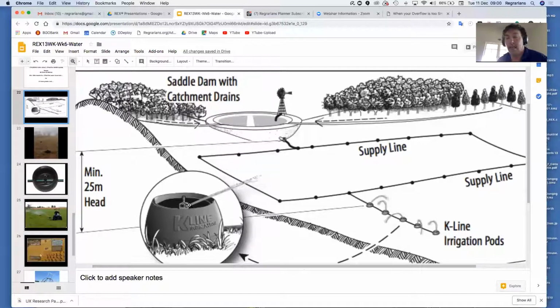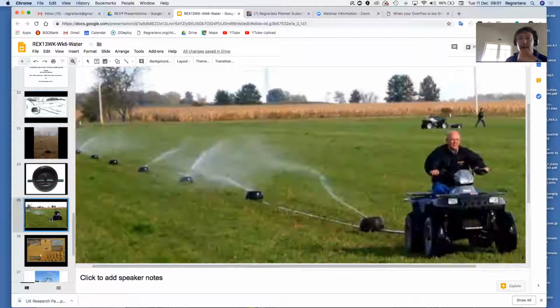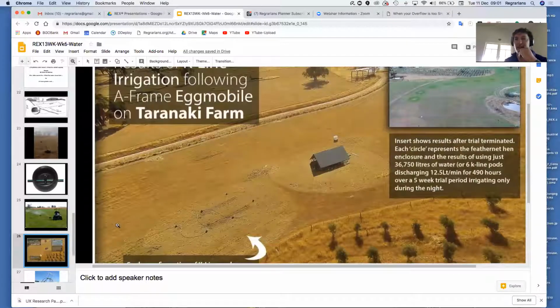So the good thing about K-line is it fits in with your normal system of reticulation. So use that permaculture principle of each element performing multiple functions. Now your water pipe reticulation is not just supplying your stock water, with a flexible irrigation system, but it's also supplying irrigation water.